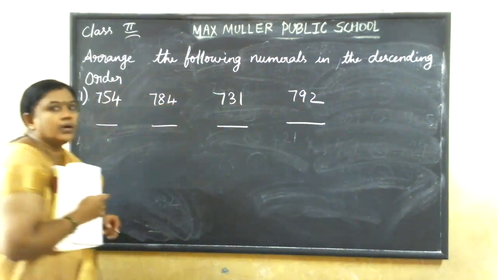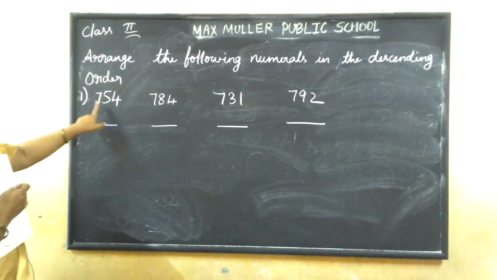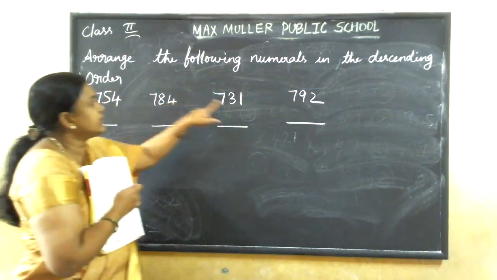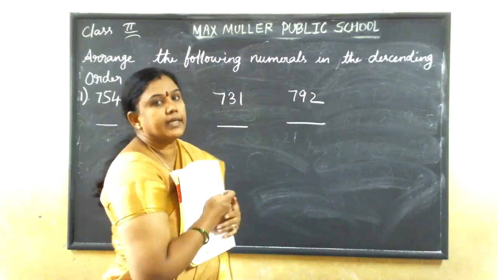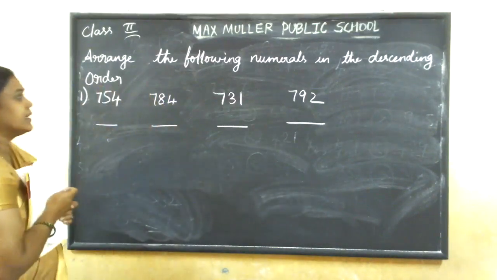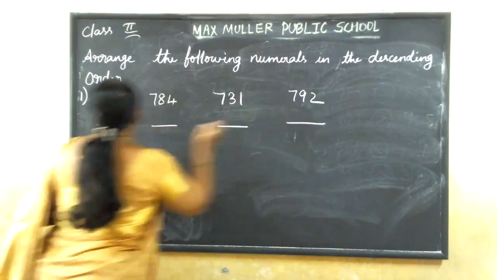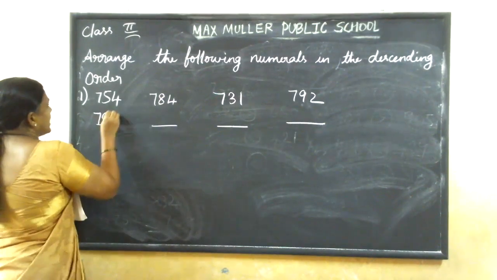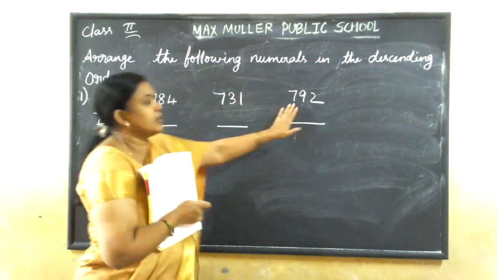So what will you do? You will go to the tens place. Here 5, 8, 3, 9. Which one is the greater number here? 9 is the greater number. So this number we will write first: 792. We finish this number now, children.